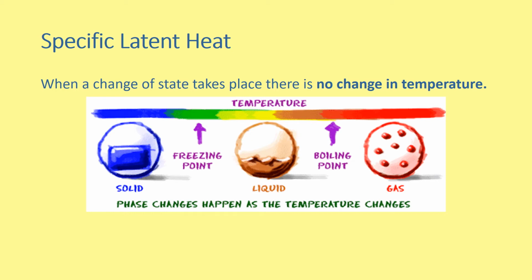You've probably never thought about this before, but that top line, when a change of state takes place, there is no change in temperature, is a key concept in specific latent heat. Water freezes at 0 degrees and only at 0 degrees C. Water boils at 100 degrees C and only at 100 degrees C. When a change of state takes place, it happens at a fixed temperature. There is no change in temperature when a change of state is taking place.